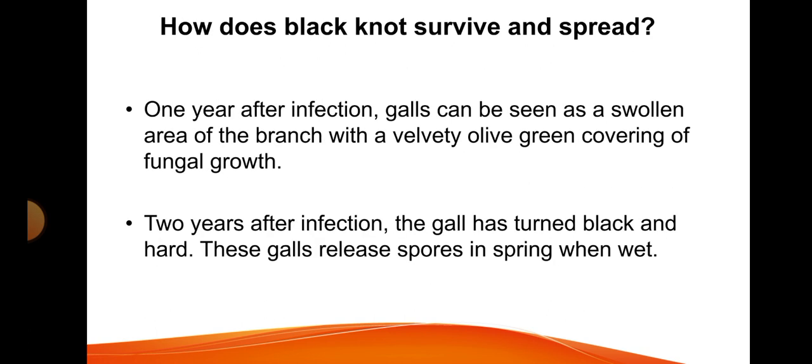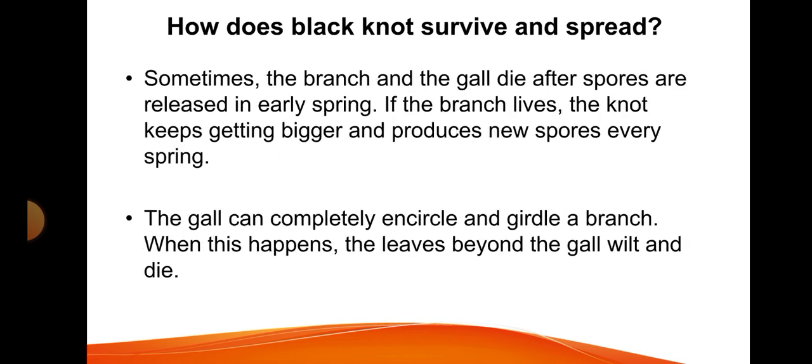One year after infection, galls can be seen as a swollen area of the branch with a velvet olive green covering of fungal growth. Two years after infection, the gall has turned black and hard. These galls release spores in spring when wet.